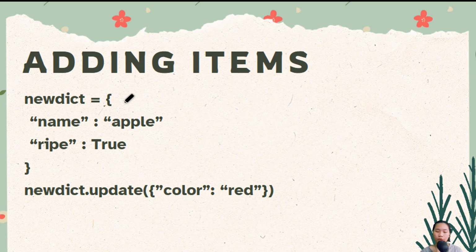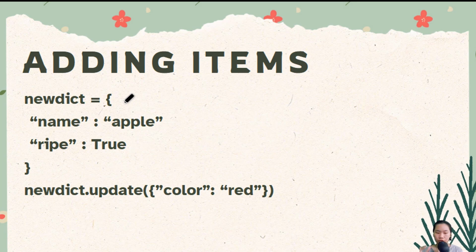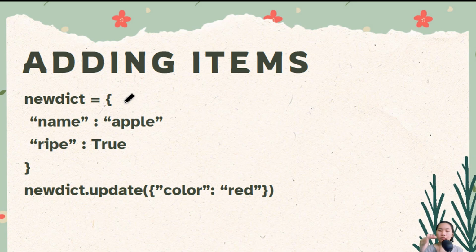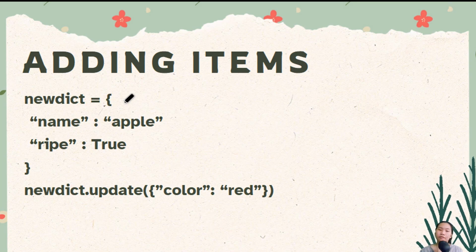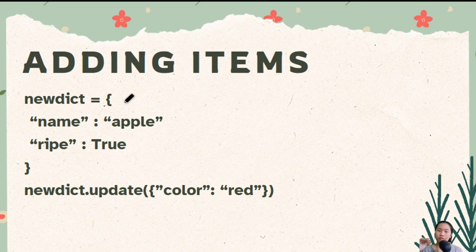So here's an example. I have new dictionary again with the name apple and ripe being true. Now, if you update with color and red in key and value pair format, and there is no color key, that will be your new item. However, if there is, then it will simply change the value of color to red.